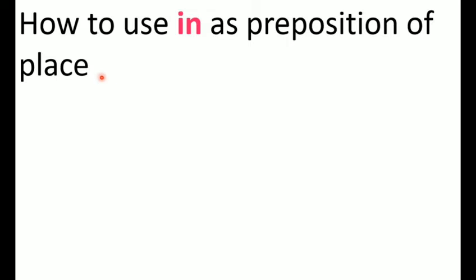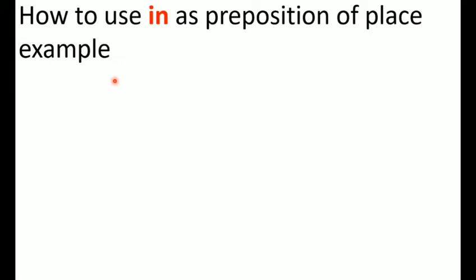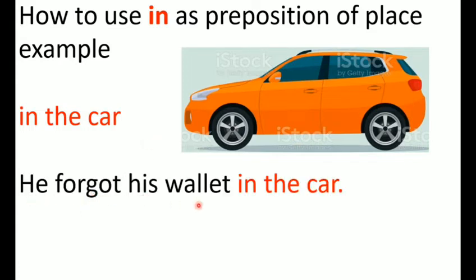Now, this time we are going to discuss how to use in as preposition of place. In is used when an object, person, or animal is placed inside something. Ang in daw ay ginagamit kapag ang isang bagay, tao o hayop ay nakalagay sa loob. It could be either a box, a container, a building, or anything. Okay. Example, in the car. Example sentence, he forgot his wallet in the car.